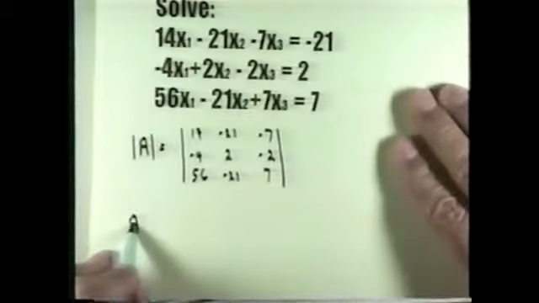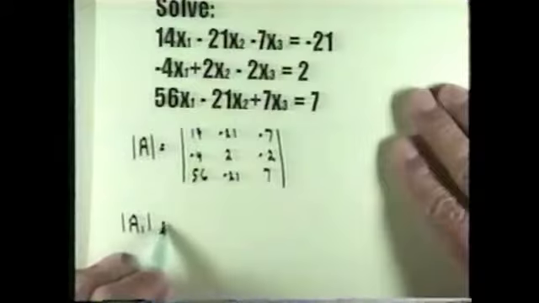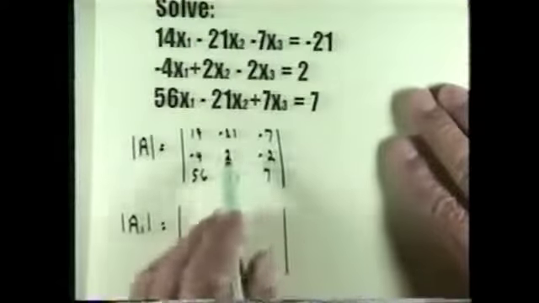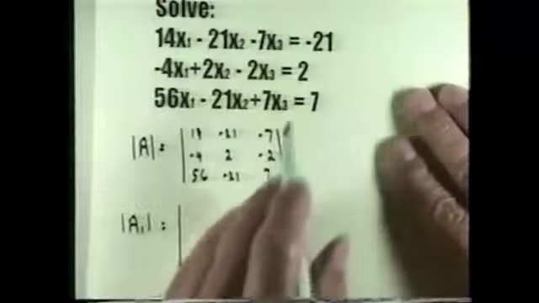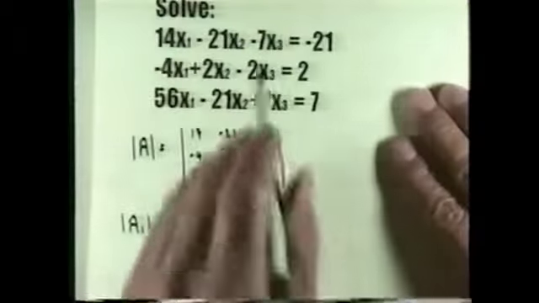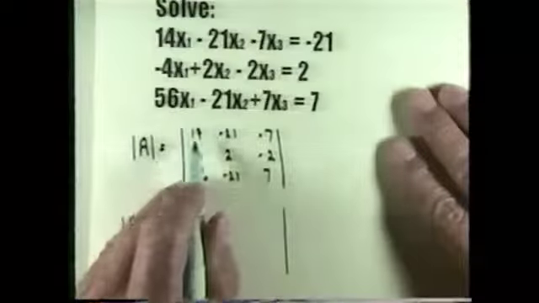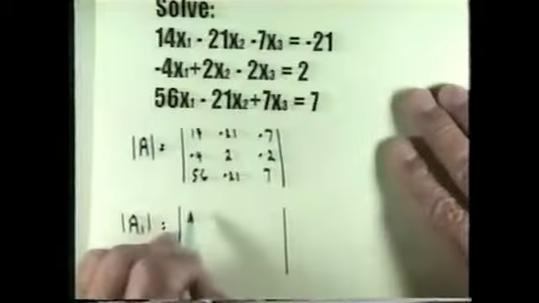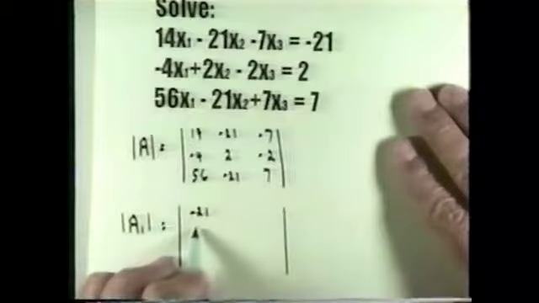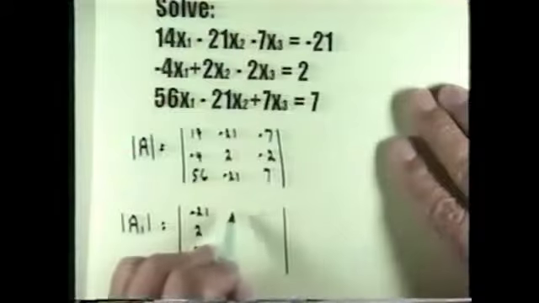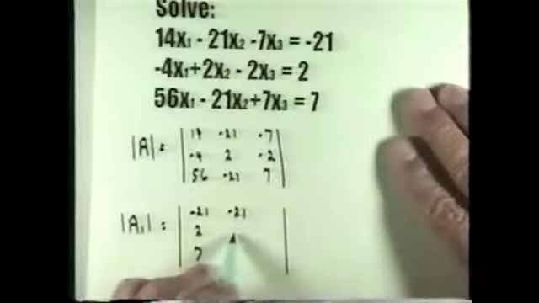Now the determinant of A1 is going to be the coefficient matrix with column 1 of the coefficient matrix replaced by the constants. So in place of column 1, I put the constants, and I leave everything else the same.